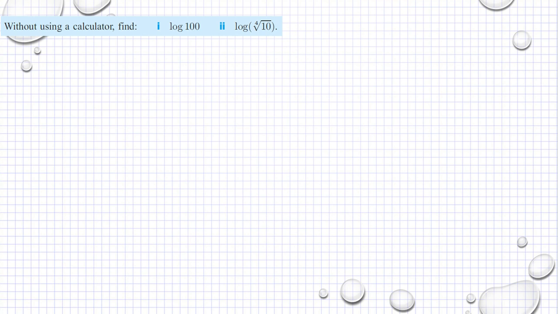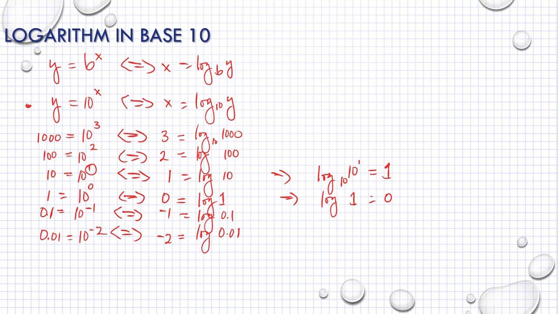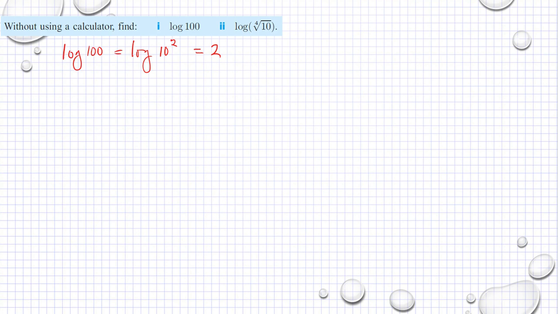Now we have an example here first. Without using a calculator, find the logarithm of 100. As we said, the logarithm of 100 is the same as the logarithm of 10 raised to 2. So the exponent there will be your answer, like what we did here. This one is 10 raised to 3, this is 10 raised to 2, 10 raised to 1. That's your x.